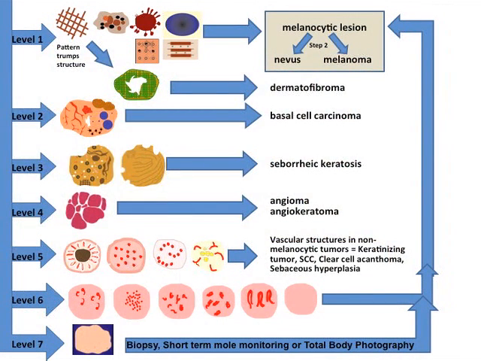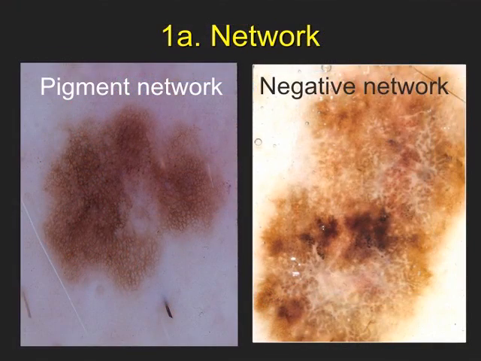All right, now we're going to switch and talk about the structures that define a lesion as a melanocytic lesion, and we will continuously come back to this one algorithm. Bottom line, your first tier is: is the lesion a melanocytic neoplasm, yes or no? And towards that end, what are the structures that define the lesion as melanocytic? The first one is having a network. The definition of network is either a pigment network or a negative network. Either one constitutes network, and that lesion is considered melanocytic.